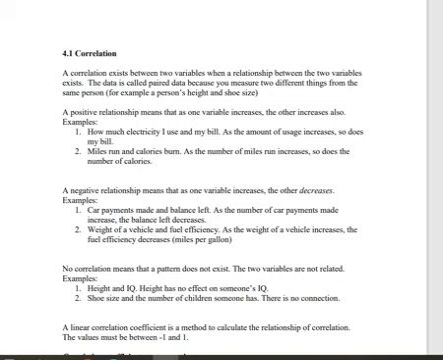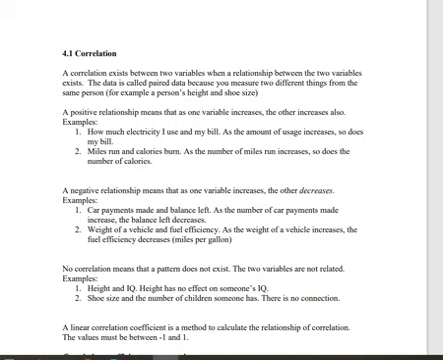A positive relationship means that as one variable increases, the other increases also. They both get bigger. For example, how much electricity I use and my bill. As the amount of usage increases, so does my bill. Miles run and calories burned. As the number of miles run increases, so does the number of calories.